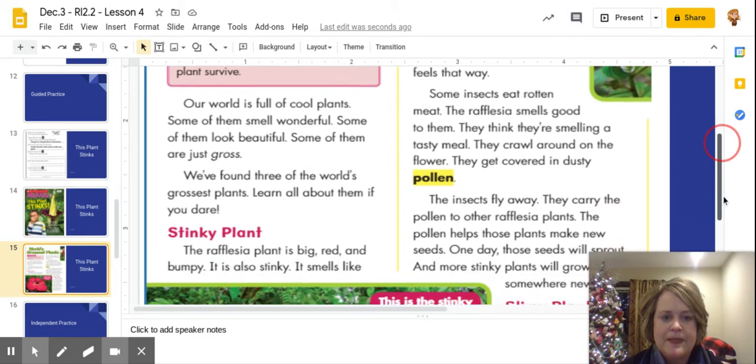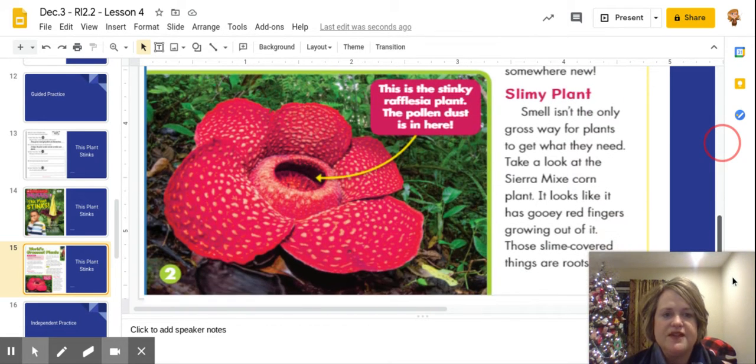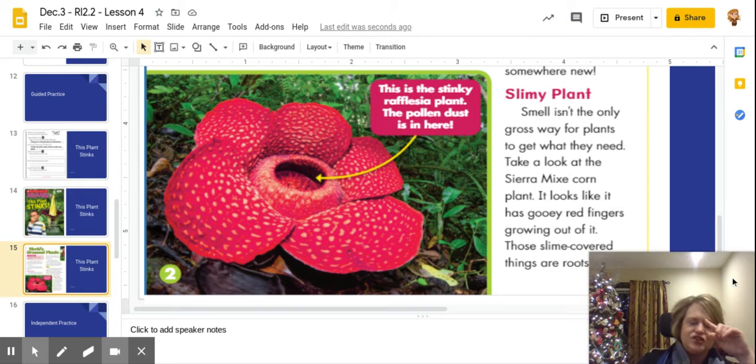Now we are going to go to the part that says slimy plant. And you're actually going to see this picture on the next screen. I'll show it to you, and it's also in your independent reading. But let's learn about the slimy plant. It says smell isn't the only gross way for plants to get what they need. Take a look at this Sierra mix corn plant. It looks like it has gooey red fingers growing out of it.